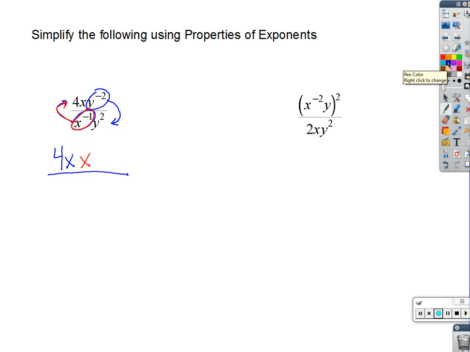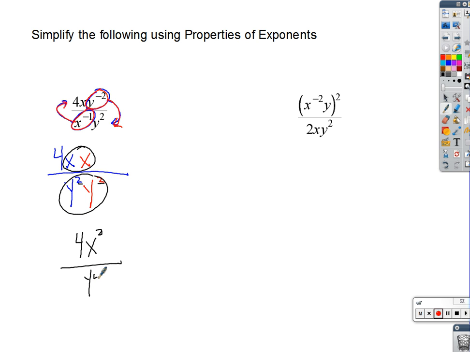This y squared here stays where it's at, so it stays on the bottom. However, this y to the negative second moves to the bottom, so I end up with another y squared on the bottom, and then I just simplify what I have. So my final answer here is going to be 4x squared, because I have 2 x's, over y to the 4th, because I have 4 y's.